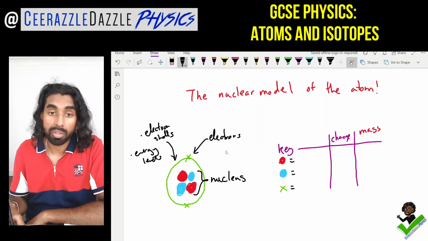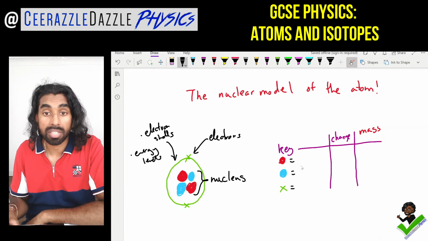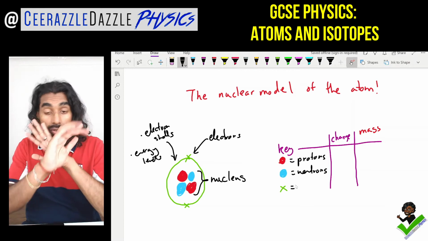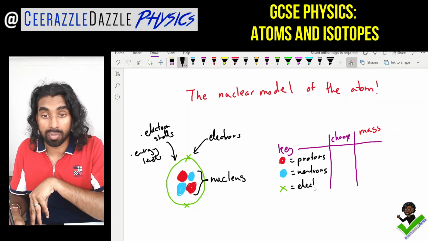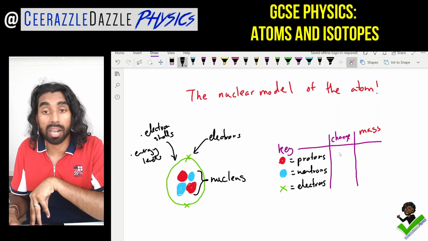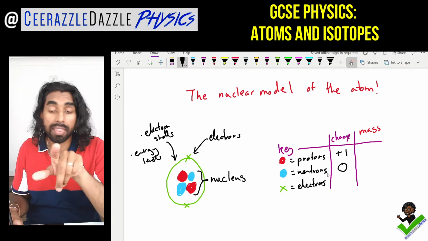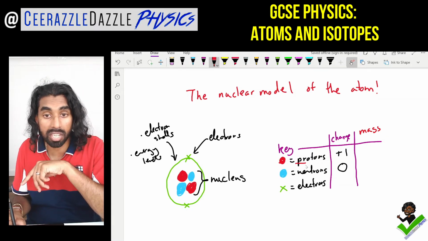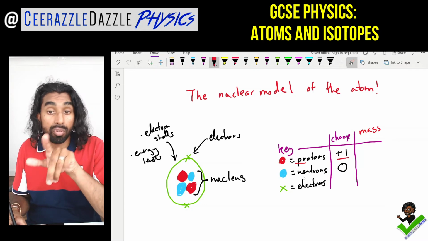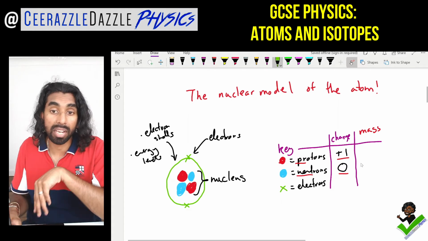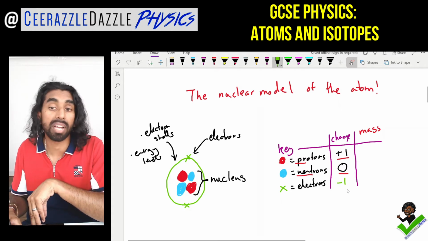So what are the actual particles themselves? The red one is going to stand for a proton. So these are protons. The blue one is going to be neutrons. And the green cross that we already defined is going to be the electrons. The charge of the proton is +1. The charge of a neutron is going to be 0. If you ever forget that, remember that protons are positive and therefore +1. Neutrons, think of the word neutral, therefore 0 charge. And last of all, electrons are going to have a negative charge of -1.